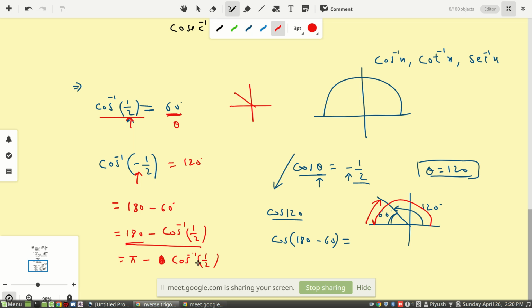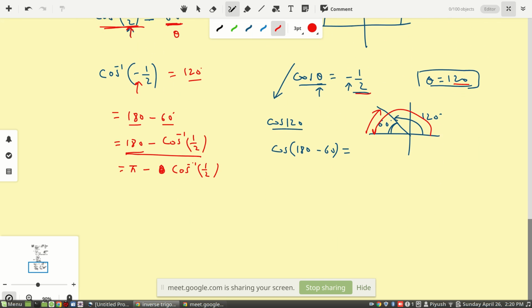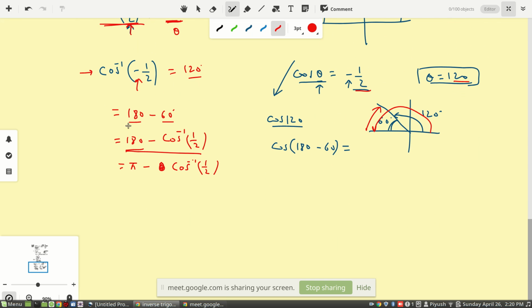What I'm trying to explain is that first we see the value when it's positive, and that time this is 60 degrees. Then we want to figure out what happens when we put a negative. When we put the negative, we got the answer logically, and now we want to frame the same answer. We are saying that 120 can also be written as 180 minus 60, and then we can replace the 60 back. So this equation is going to work always.